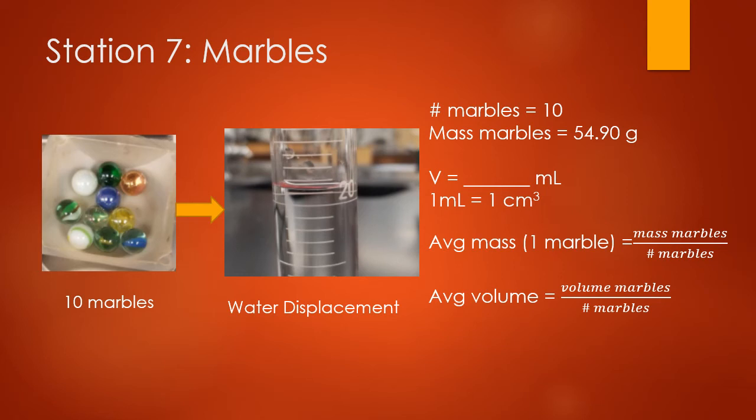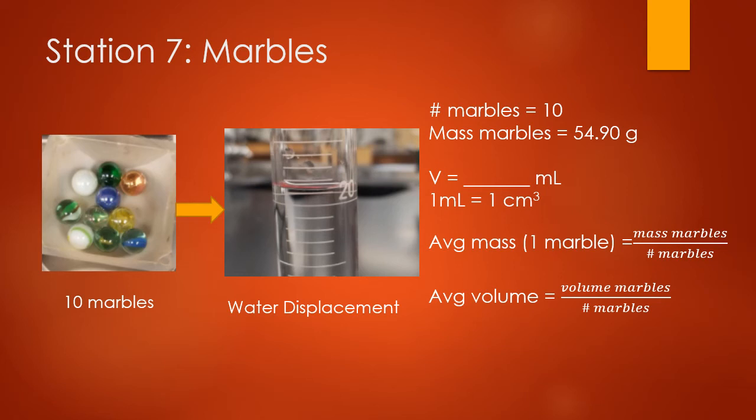Station 7 is determining the average density of a marble. Here we have a similar situation as with the irregular object. We're trying to measure several marbles, so instead of measuring each marble individually and calculating its volume as a sphere using the equation we used before, we're just going to use the water displacement method. Since the marbles are more dense than water, this method works.